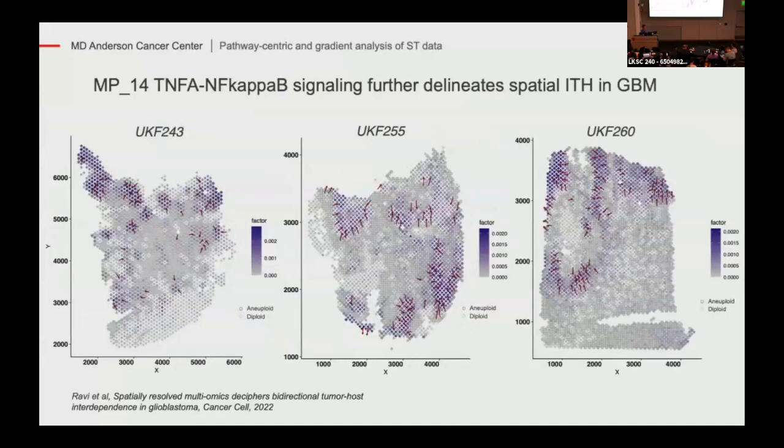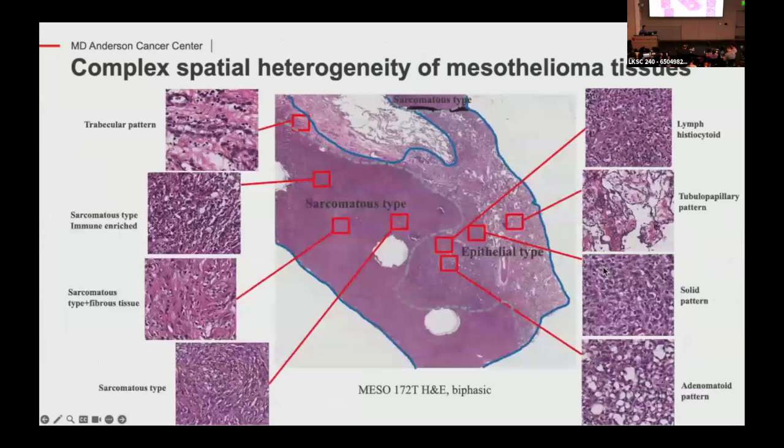One of those we found is the TNF-alpha and NF-kappa B program. It seems to further delineate the GBM into a different spatial organization pattern. For example, as you can see here, this program is helping us highlight different pockets of tumor cells. They actually have high TNF-alpha and NF-kappa B activity, potentially with some immune infiltration into those pockets, but it's difficult to see this from the Visium data.